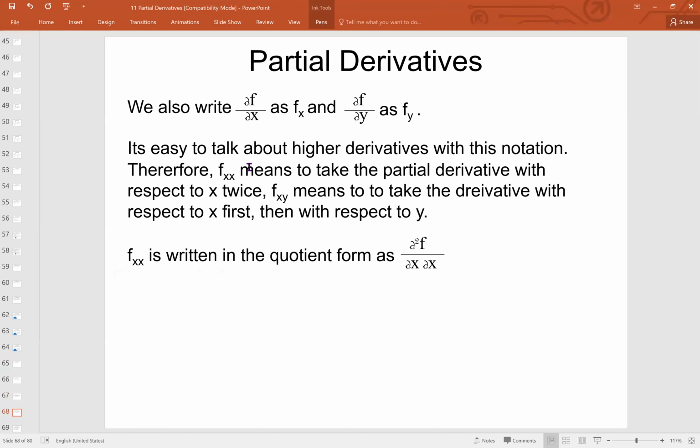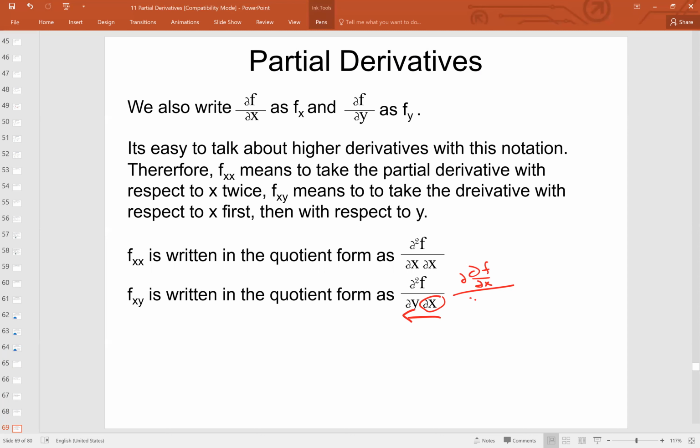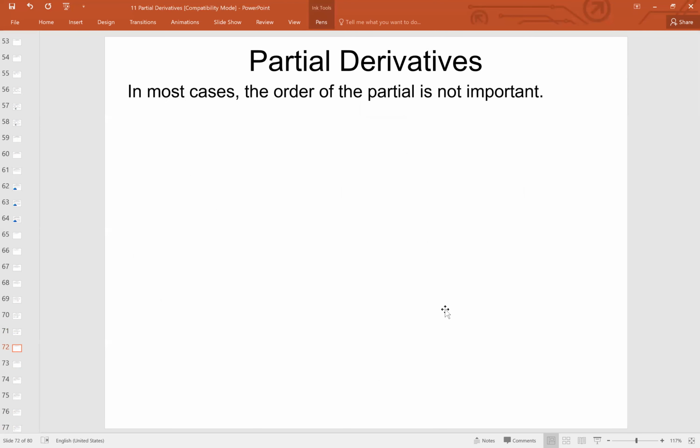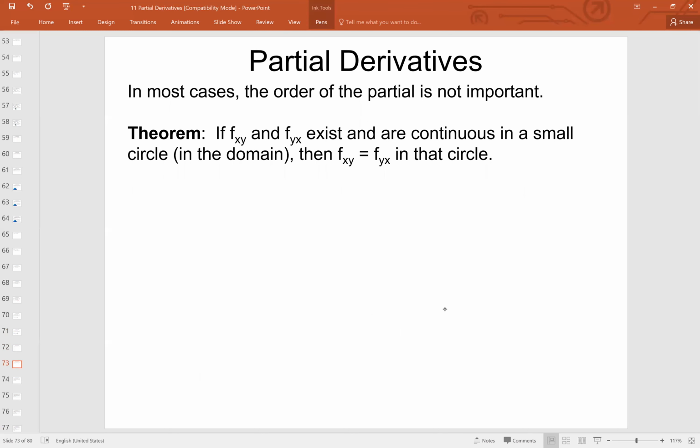In particular, there's an important theorem. These are different ways of taking a higher partial derivative. I can take partial x twice, or I can take partial x and then do it to y. We read this in this order: we do partial f with respect to x first, then do it to y. So x comes first. And then there's a theorem that says these mixed partials are actually the same.